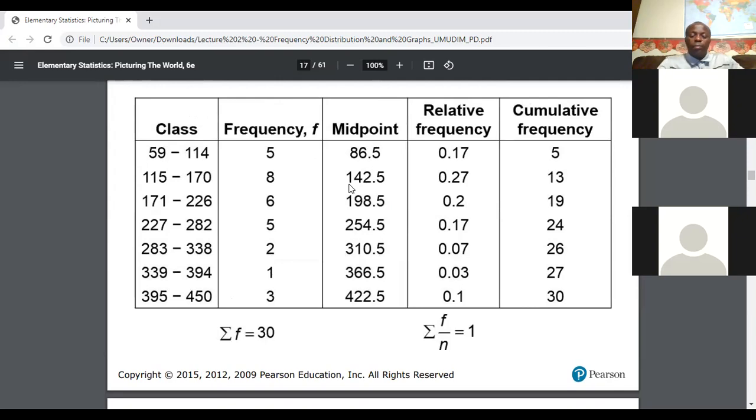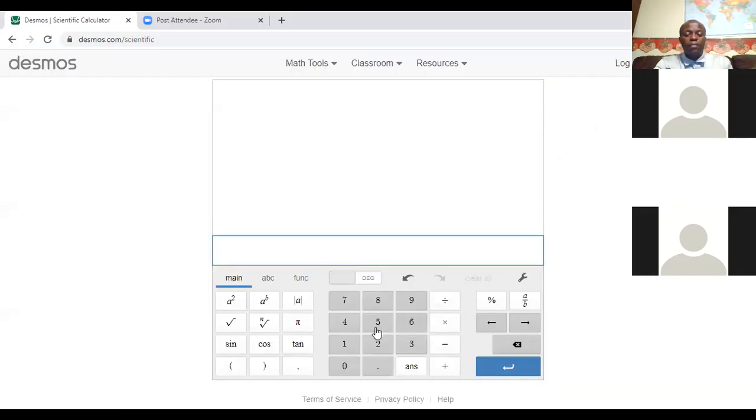Okay, no questions. Good. Now, for the relative frequency, the formula is frequency divided by n. n is the total of this frequency, which is 30. You see, it's sum of f equals 30. So the relative frequency for the first class will be 5 divided by 30. For example, it's going to be 5 divided by 30, which is 0.167.